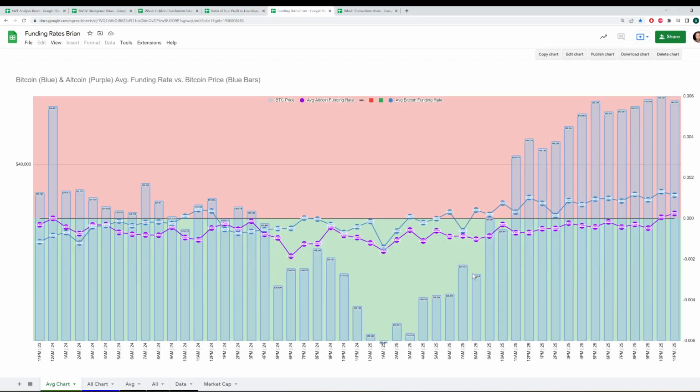All right, next up, funding rates. So there are two different things we can look at on this model. We have the average chart tab, which will show the average Bitcoin funding rate hour by hour. So this shows the last 48 hours and how things have gone between a weighted short funding rate or a weighted long funding rate.